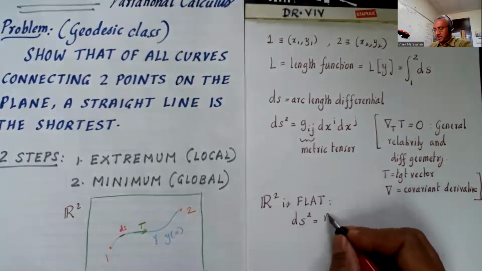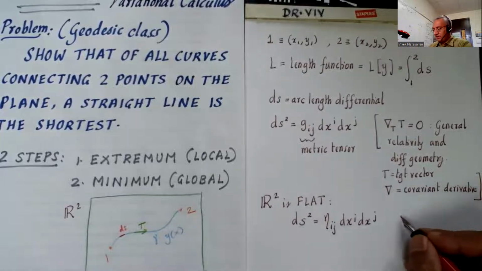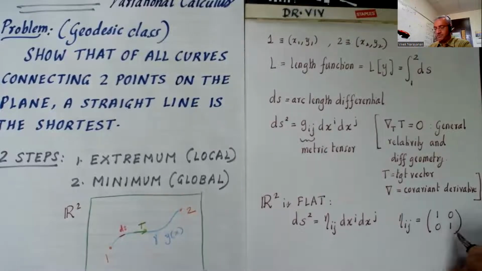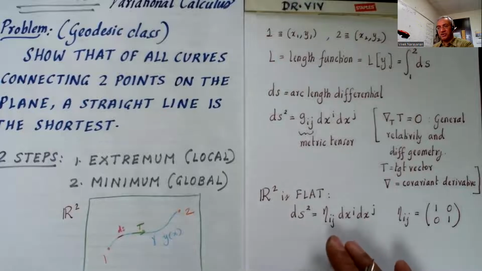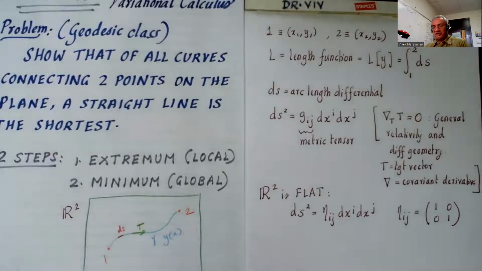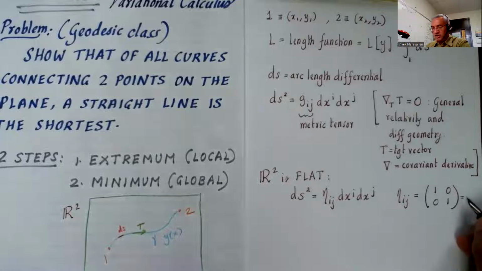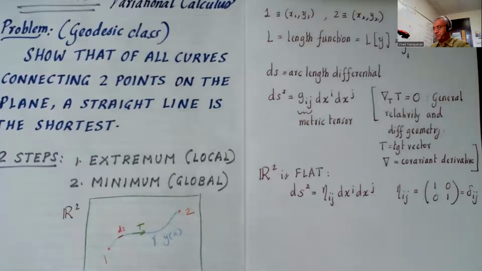ds squared is eta_ij dx^i dx^j, where eta_ij is just the Kronecker delta. I use eta_ij because that's the symbol, that's the usual metric one uses in general relativity for a flat space-time. In reality, eta_ij has got both space and time. However, I can't switch notations that easily, so I'm going to call it eta_ij instead of delta_ij, which really is what it is. So if you really want to be careful about things, this eta_ij is just delta_ij for R2.